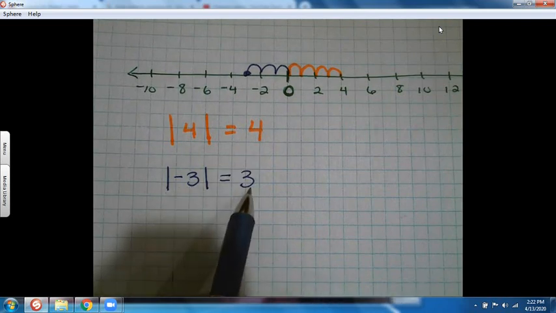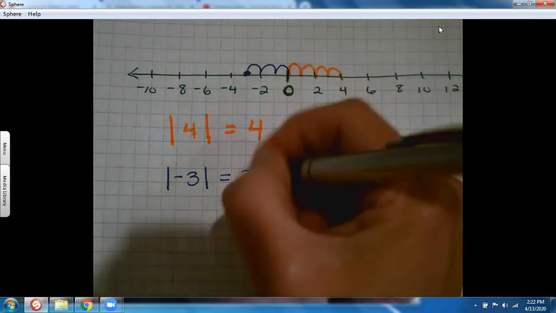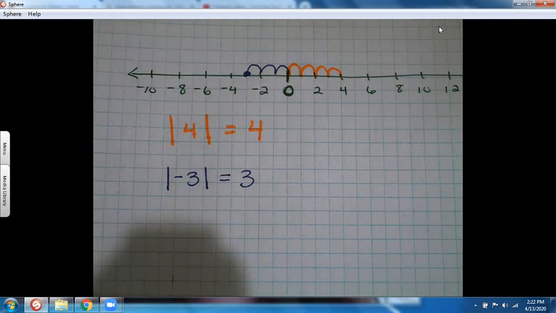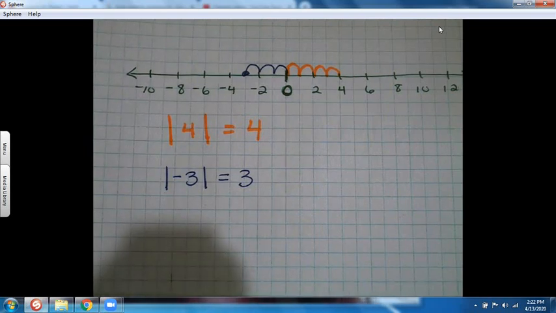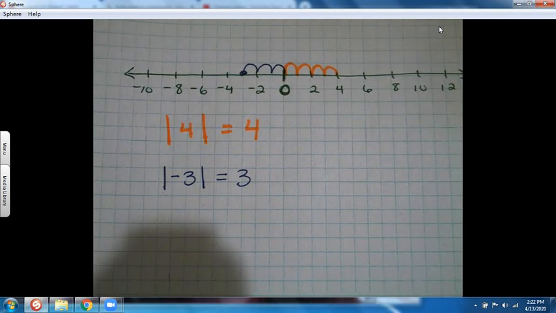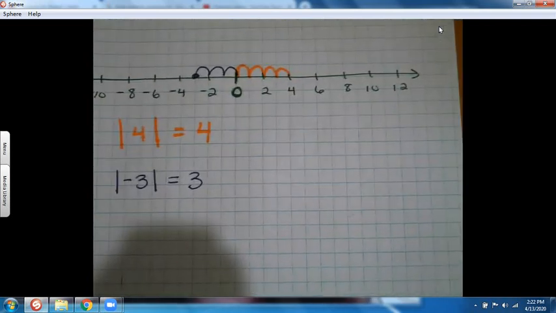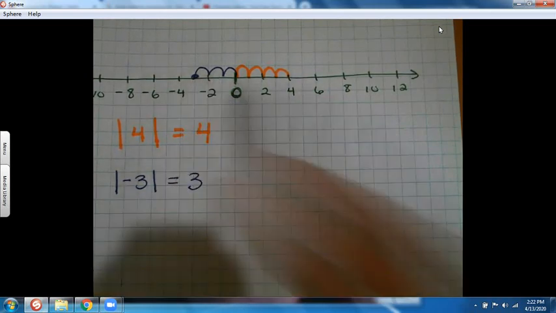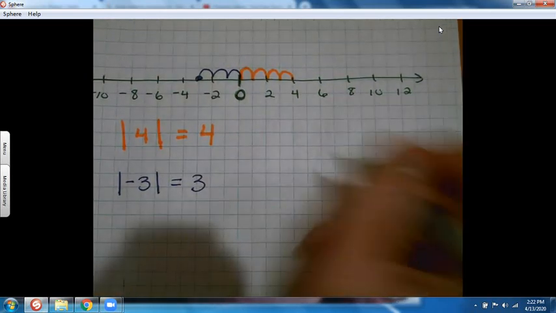Okay, you're going to notice something. All of these over here, everything it equals is going to be positive for right now until we do start adding and things like that. But we'll get to that. Okay, let's find another one here. Okay, so it's just the distance it is from 0. How many units do you count?